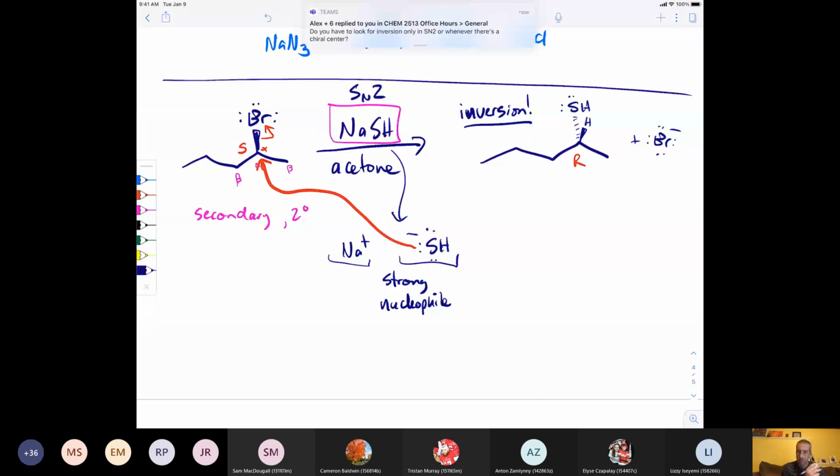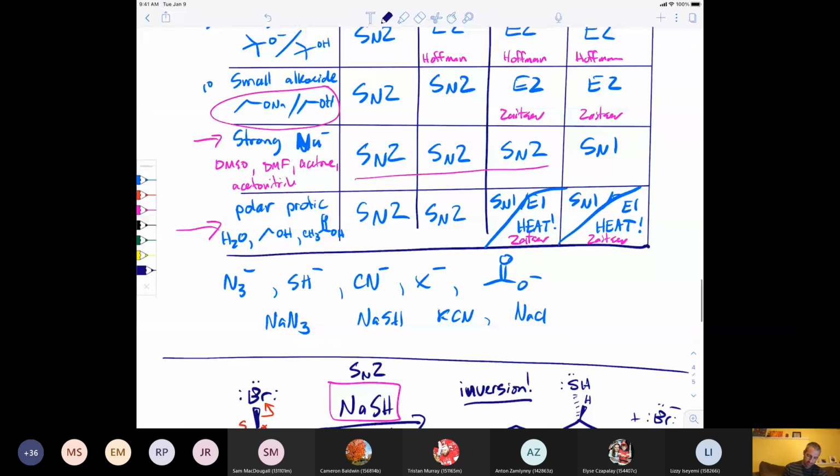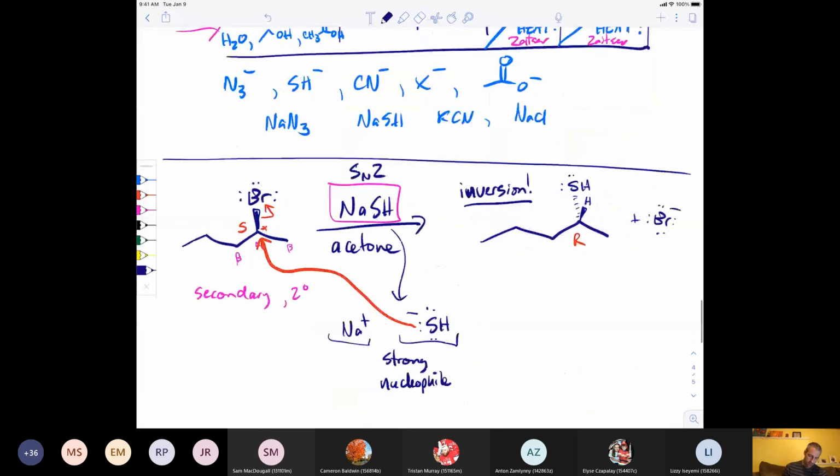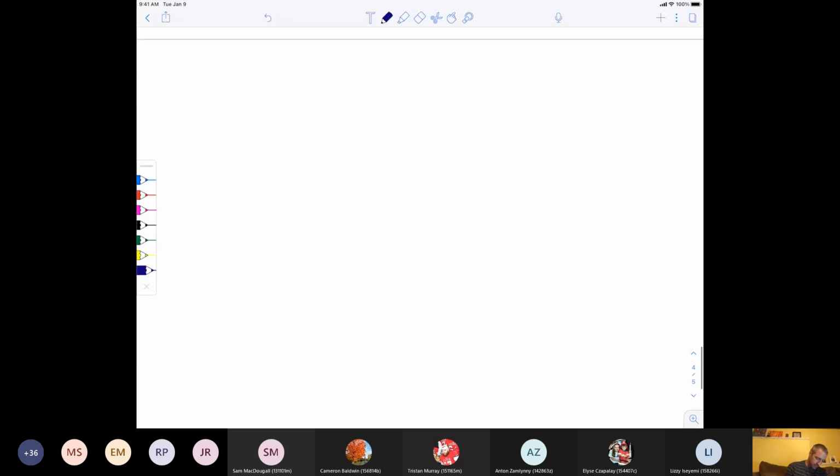Cool. Do you have to look for inversion only in SN2 or whenever there's a chiral center? So I'm going to answer this with an example. Okay. Here's the example I want to give. It's going to look like this.